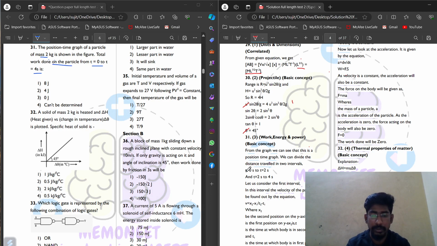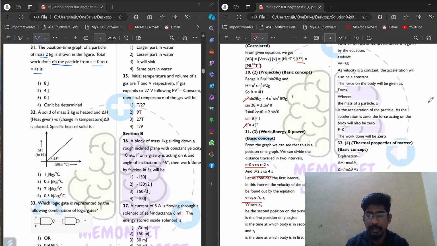Okay, so now for t equals 0 seconds to 2 seconds and 2 to 4 seconds, we have to calculate in two parts, right? So how can you calculate it? In the given equation, the velocity of the particle in the first part is (x2 minus x1) by (t2 minus t1).